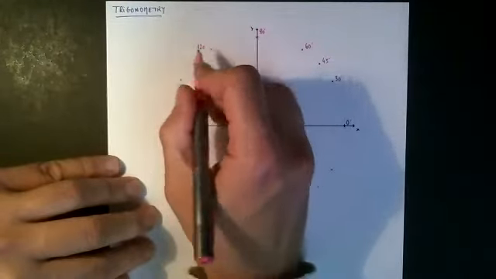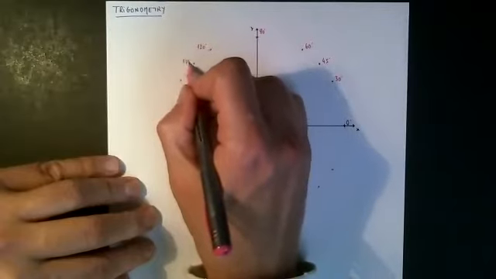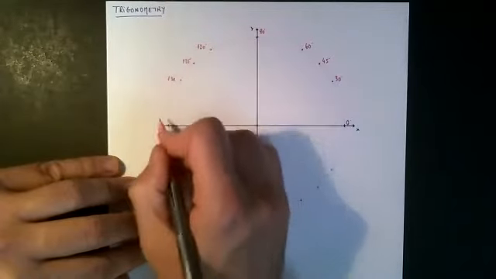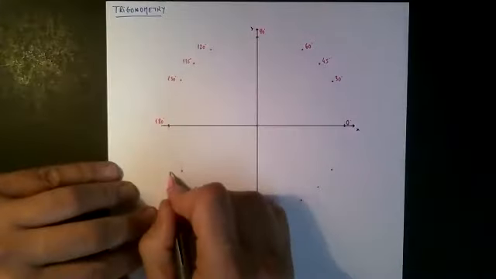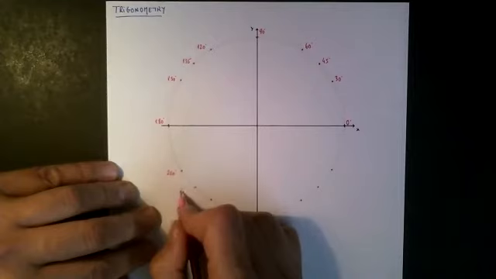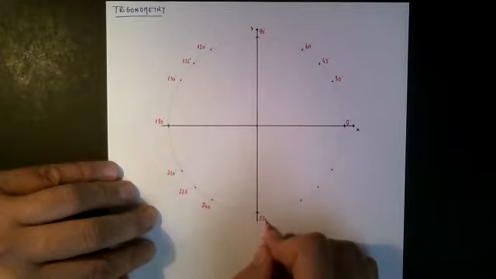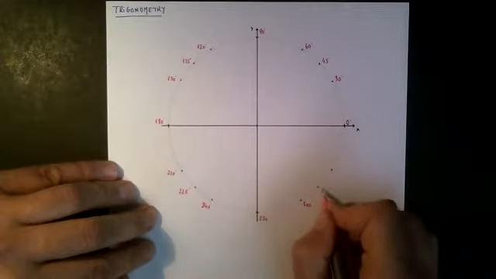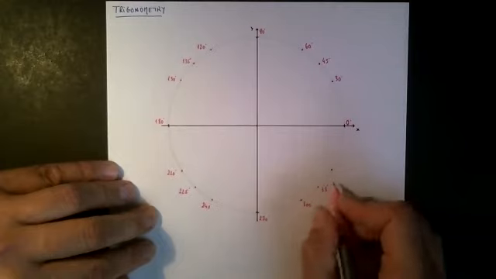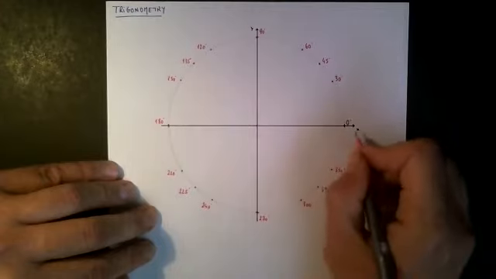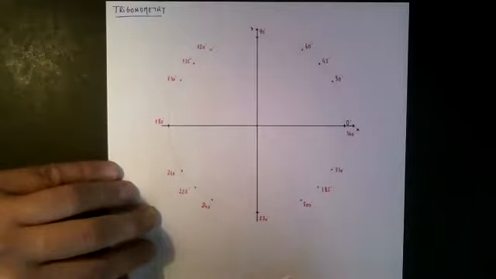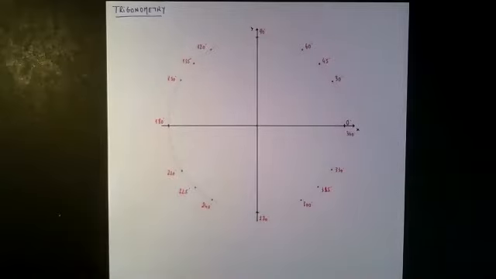Then let's do the whole circle. So 120 degrees, 135 degrees, 150, 180, 210, 225, 240, 270, 300, 315, 330, and of course 360. Okay, so these are the angles for which I want to find the coordinates.